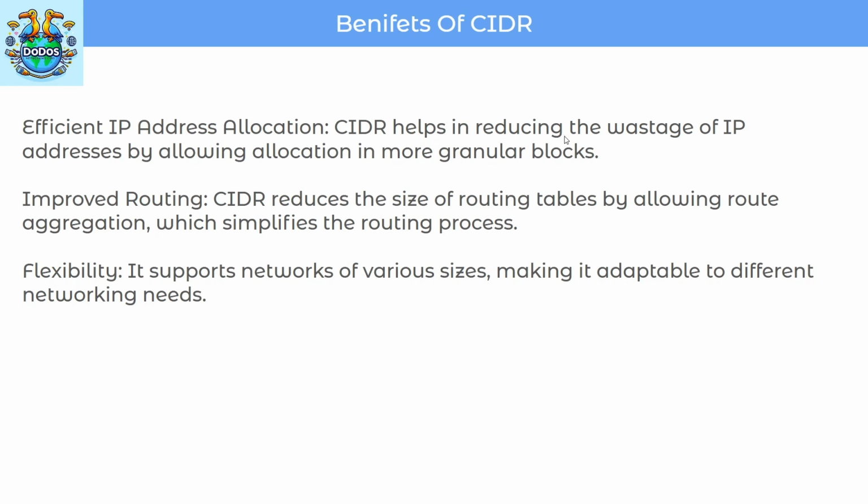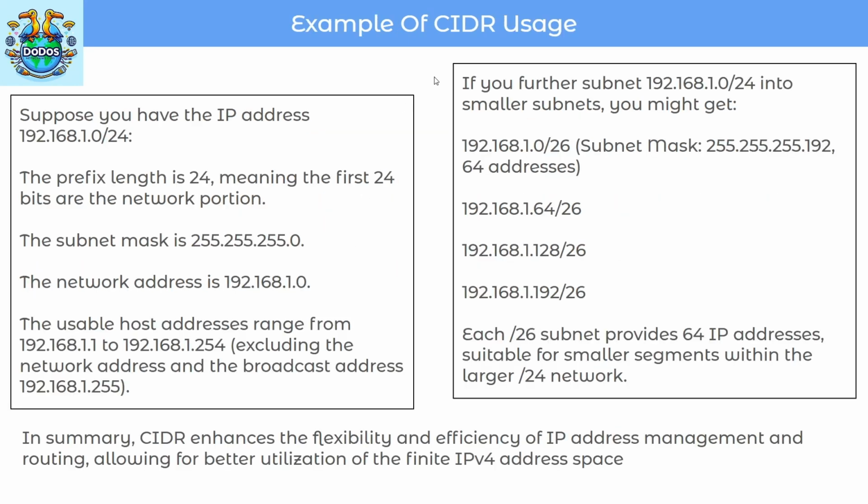Benefits of CIDR. It's efficient IP address allocation. CIDR helps in reducing the wastage of IP addresses by allowing allocation in more granular blocks. Improved routing. CIDR reduces the size of routing tables by allowing more route aggregation, which simplifies the routing process. And flexibility. It supports networks of various sizes, making it adaptable to different networking needs. So an example of it would be these, where suppose you have the IP address 192.168.1.0/24.